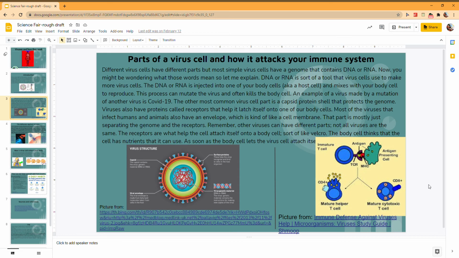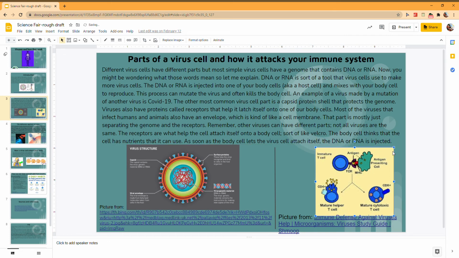Remember, other viruses can also have different parts. Not all viruses are the same. The receptors are what help the cell attach itself onto a body cell, kind of like Velcro. The body cell thinks that the cell has nutrients that it can use. As soon as the body cell lets the virus cell attach itself, the DNA or RNA is injected.